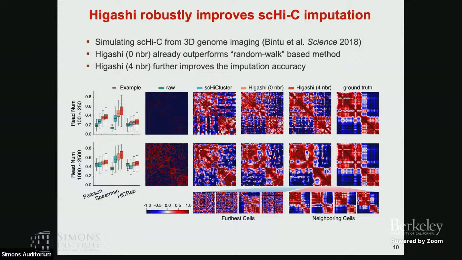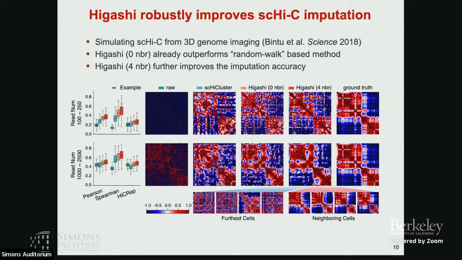is tricky because we don't know ground truth, right? You can do simulation, but how do you know the contact maps you're simulating are realistic? So one approach we took here is to use the imaging data. There's recent development in imaging the 3D genome using single molecule based approaches. And this is Bintu et al., a paper from Xiaowei Zhuang's lab.